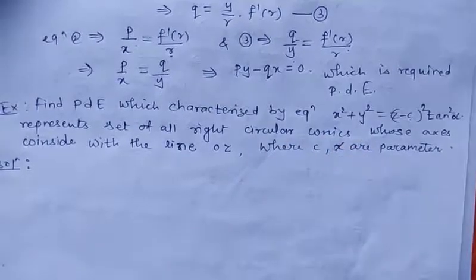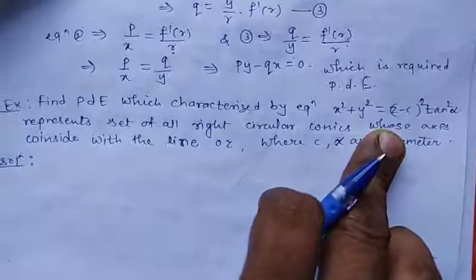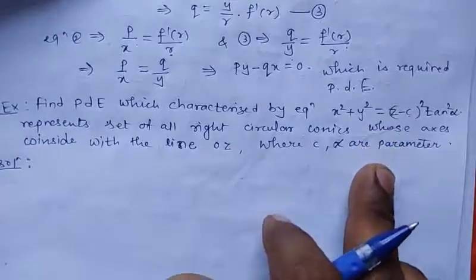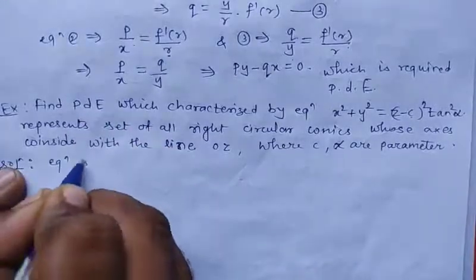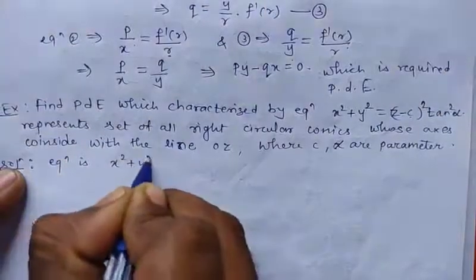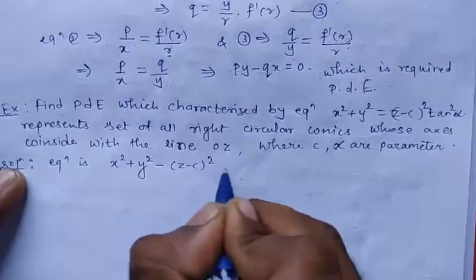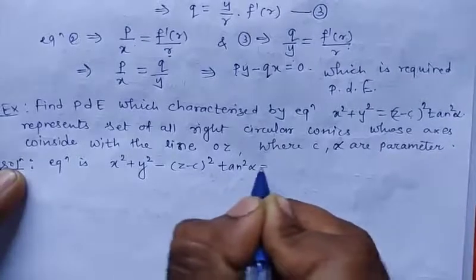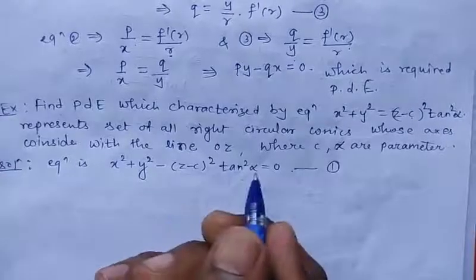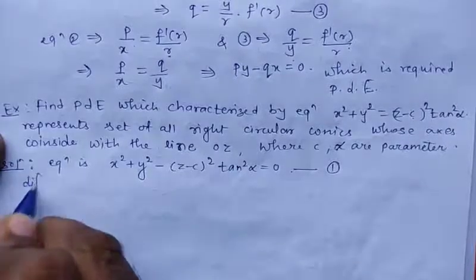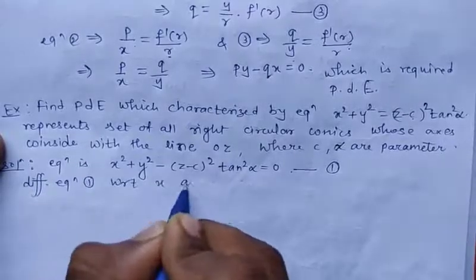Okay, now let's see. First, differentiate this equation with respect to x and y and find out its PDE. So what is our equation? The equation is x square plus y square minus (z minus c) whole square tan square alpha is equal to 0. This is the required equation 1. Now differentiate equation 1 with respect to x and y.